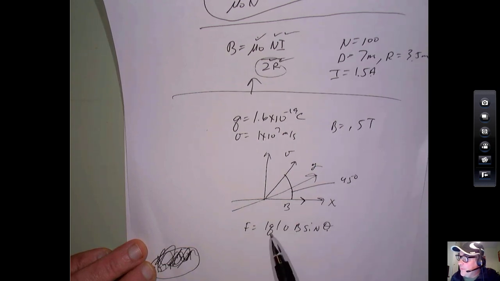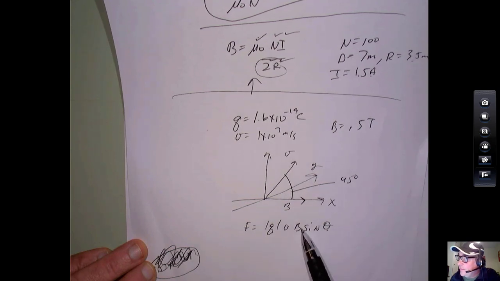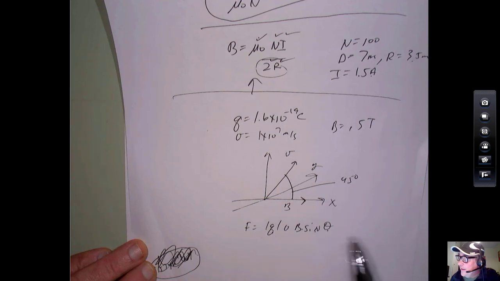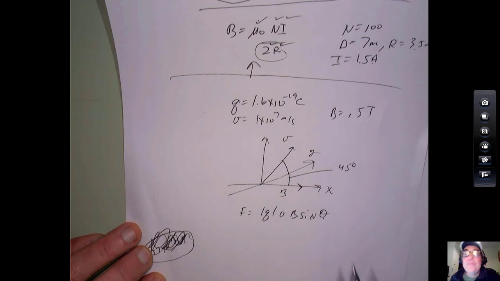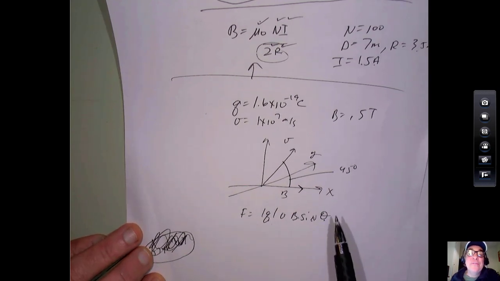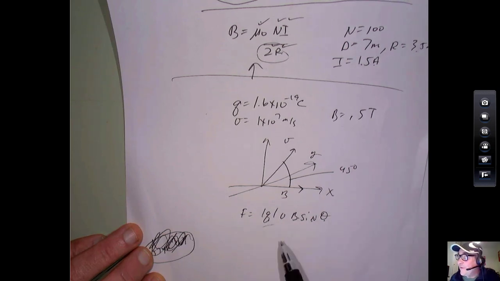So to get the force, it's the magnitude of the charge, which we know, the speed, B, and then the sine of the angle between those. When you put that all together, you can get the force, and don't be surprised if it's really small. It doesn't mean that the proton doesn't feel it. The proton's mass is on the order of 10 to the minus 27th kilograms, so even this small force will be felt by the proton.